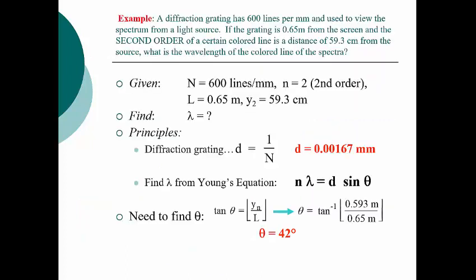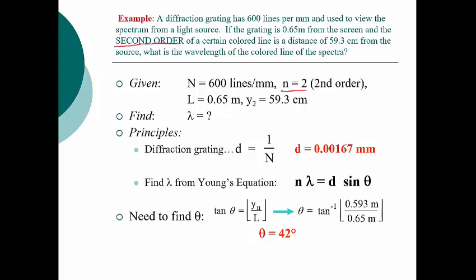So here is another example where we actually have a diffraction grating. They tell us that we have 600 lines per millimeter, so that's big N. And we're looking at some spectrum. L is 0.65 meters. That's how far away the diffraction grating is from the screen. We're looking at the second order, and because it's the second order, that means that little n is 2. We're looking at a certain colored line. It's the second time that we're seeing it, and this is y. Y is 59.3 centimeters. And we want to know the wavelength of the spectral line that we're looking at.